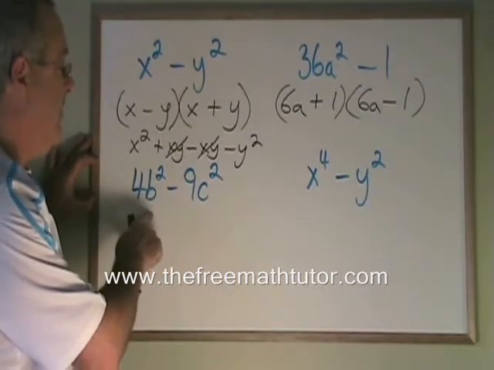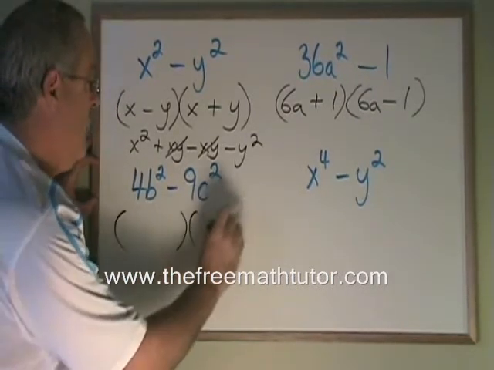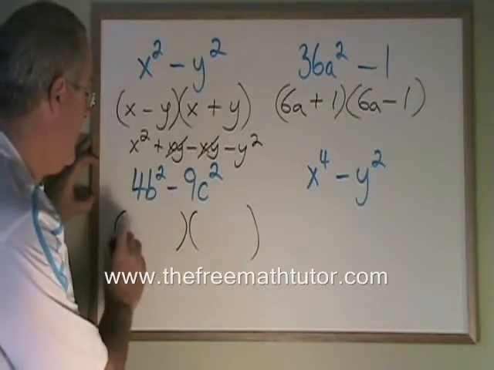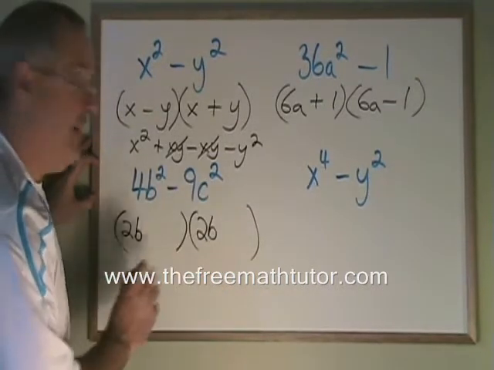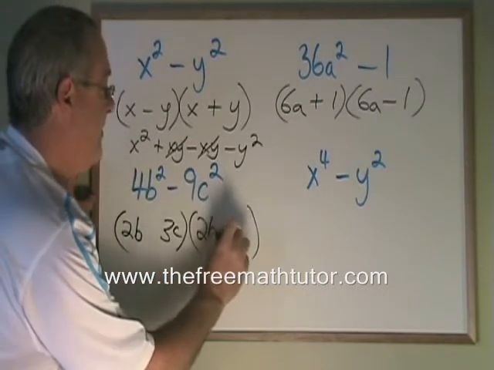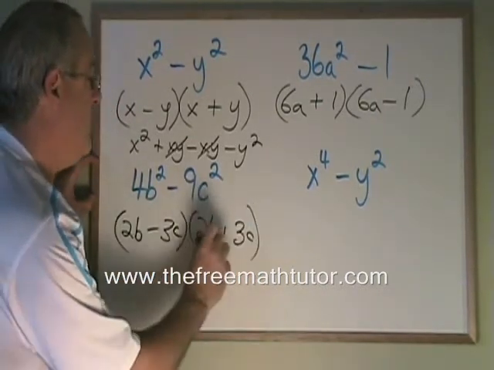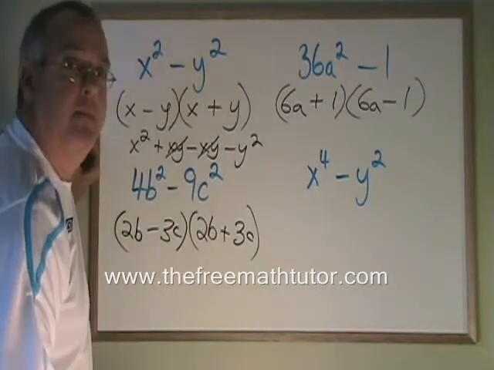In this example, the square root of 4b squared is 2b. The square root of 9c squared is 3c. I put one minus and one plus and finished.